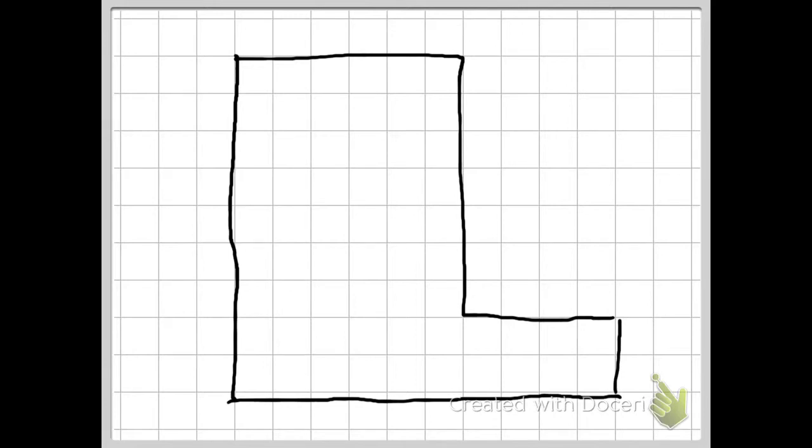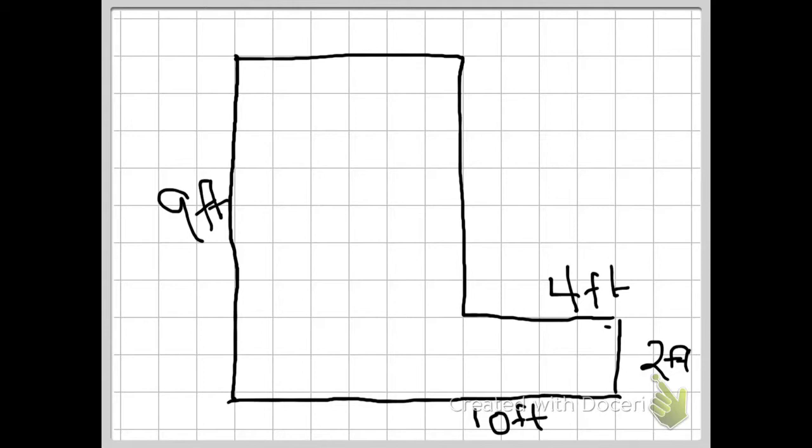Let's look at this shape here. This side would be 9 feet long. This side is 10 feet. This is 2 feet. I can count and see that this is 4 feet. And then I'm not sure what this side would be, but if this is 2 feet and it's equal to 9, 9 minus 2, the other one would be 7 feet. And then across, I know that the bottom is 10 feet, and this is 4 feet, so 10 minus 4, I need to put 6 feet up here.